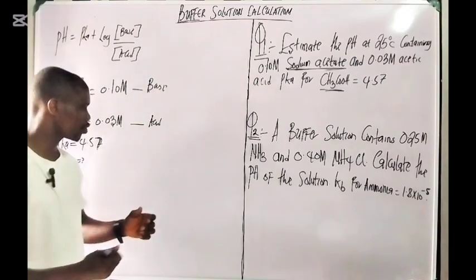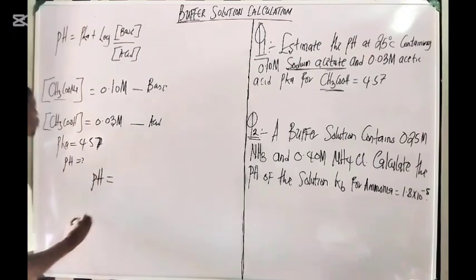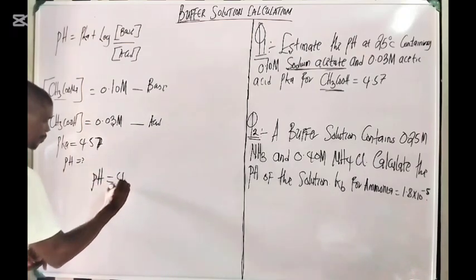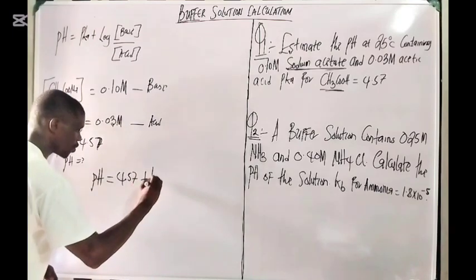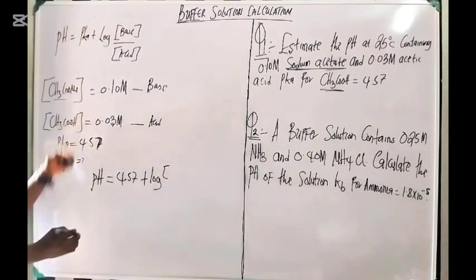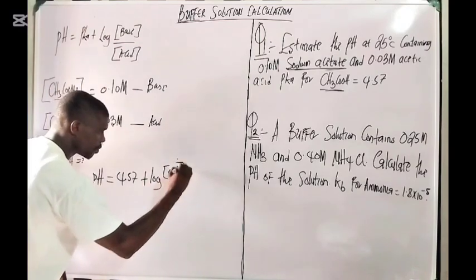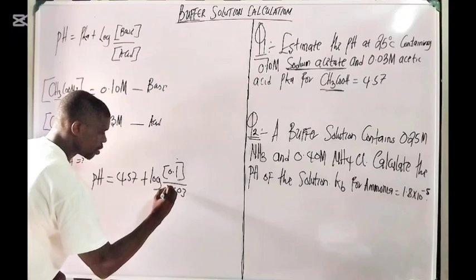Estimate the pH. So let's input our values here. pH equals the pKa, which was 4.57, plus log of the base, 0.1, over the acid, 0.03.